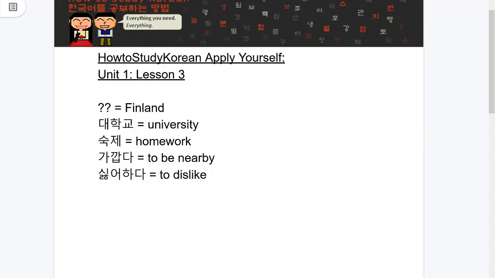숙제, which means homework. 가깝다, which means to be nearby. And 싫어하다, which is to dislike. And this is actually the opposite of the word 좋아하다, which you learned in Unit 1, Lesson 3. I'll give you 10 seconds to memorize these words, and we'll start making sentences using them. If you need more time, pause the video and get memorizing.